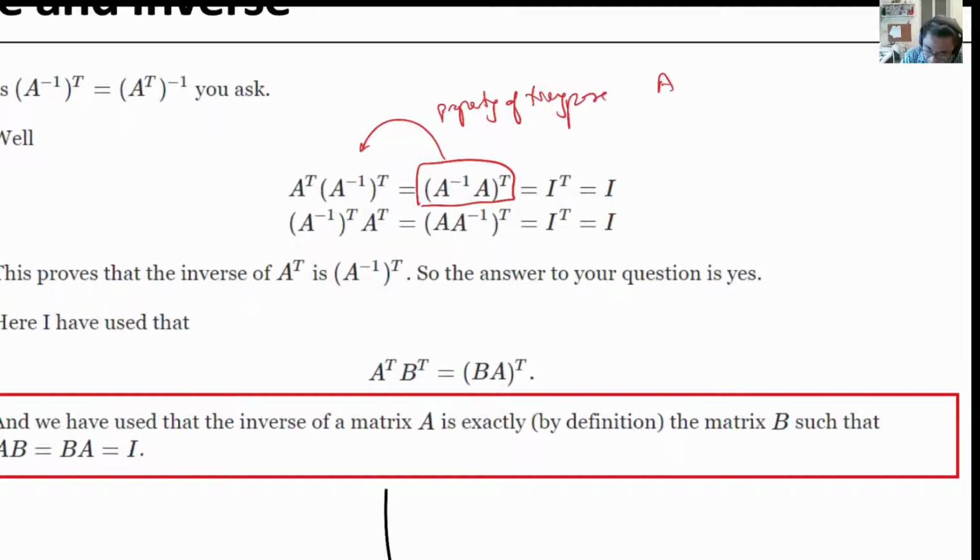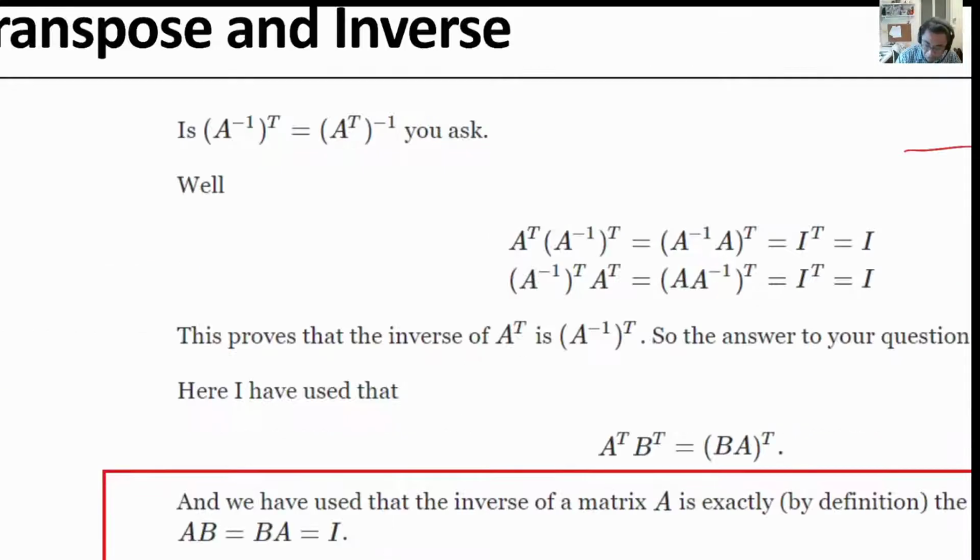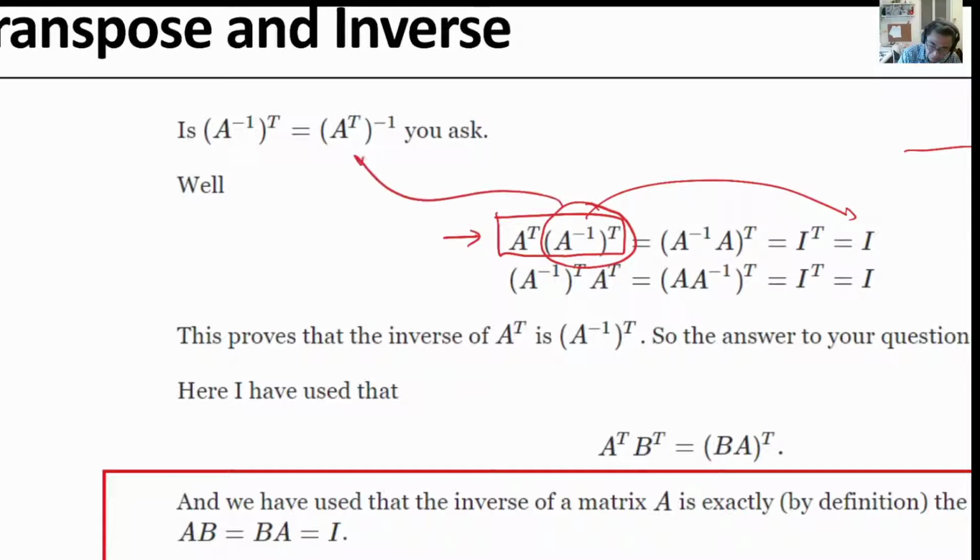Basically, AB transpose is equal to B transpose A transpose. If you compare the terms here, you'll see that the equation agrees. Now, for this equation to be identity, this expression must be the inverse of A transpose. For this is the definition of inverse.